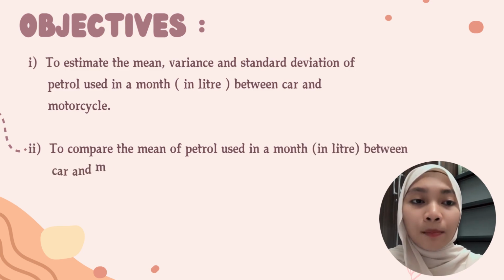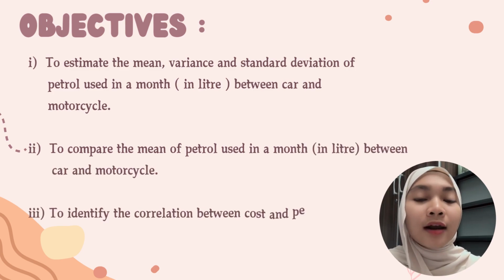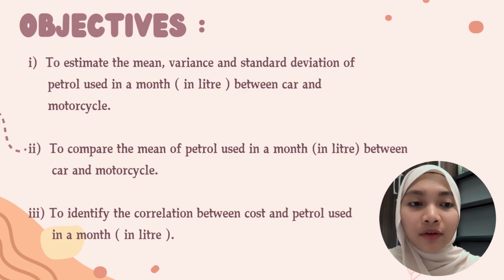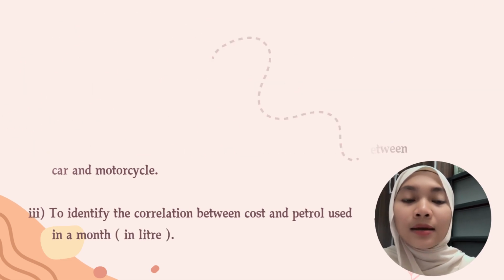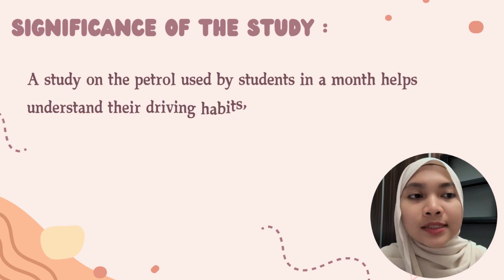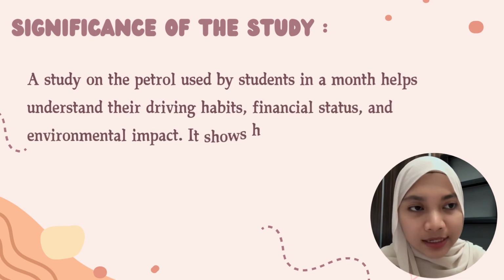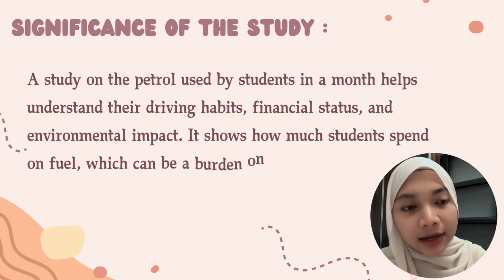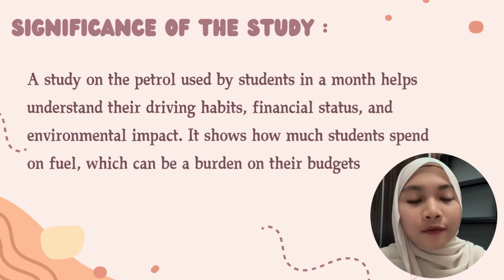Then, we want to compare the mean of petrol use in a month between car and motorcycles. The last one is we want to identify the correlation between cost and petrol use in a month. For significance of the study, the petrol used by students in a month helps understand their driving habits, financial status, and environmental impact. It shows how much students spend on fuel, which can be a burden on their budgets.